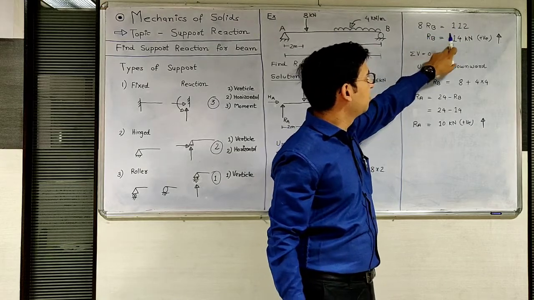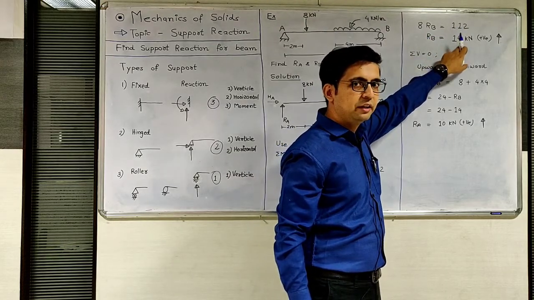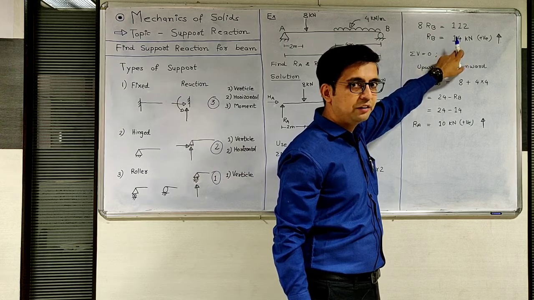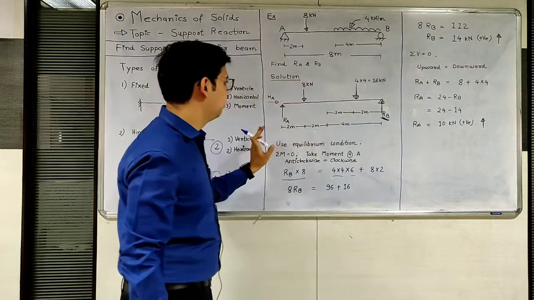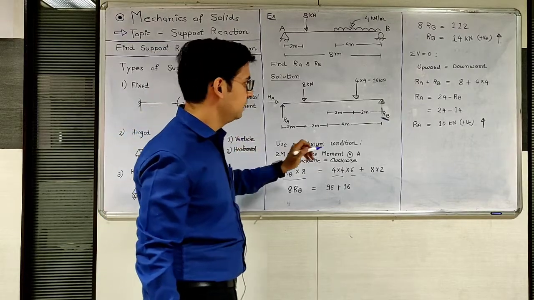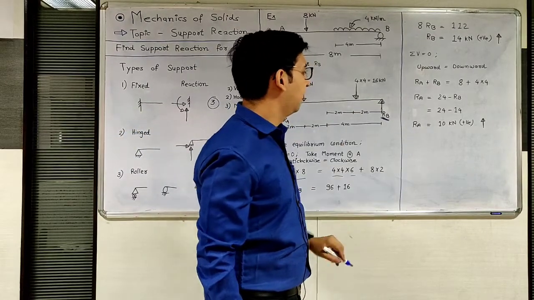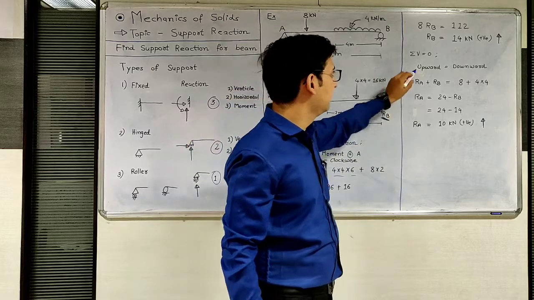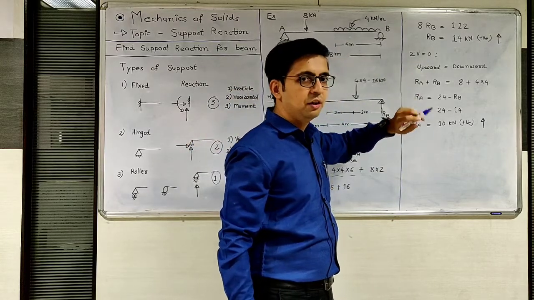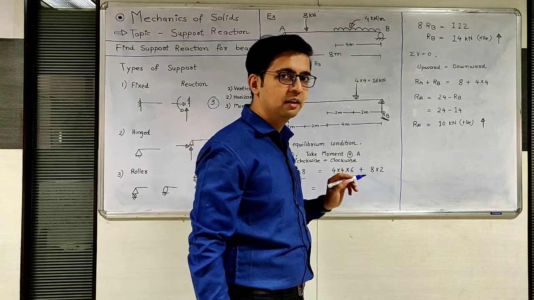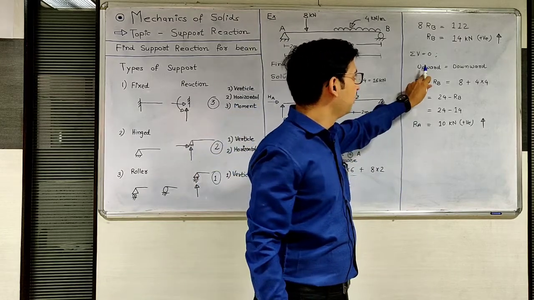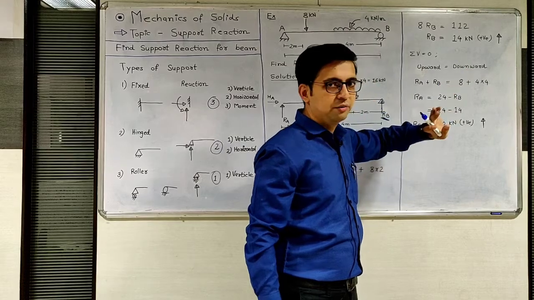So RB equal to 14 kilonewton. Here we are getting positive answer, so our assumed direction of support reaction for RB is correct, which is upward. Now use second equilibrium condition. Sigma V equal to 0 means algebraic sum of all vertical forces is 0. So upward force is equal to downward forces.